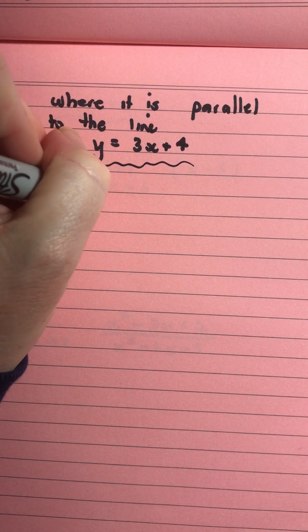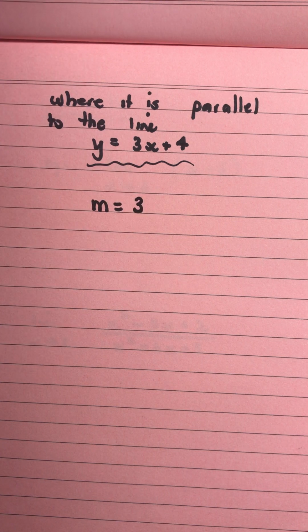We can also then be asked, where is it parallel to the line y equals 3x plus 4? So that takes it a little step further and says, well, if it's parallel to this line, then its gradient must also be the same as this line has, and its gradient is 3, therefore my gradient is 3. If it had said perpendicular, then that's where we would have done negative 1 over 3 and used that.